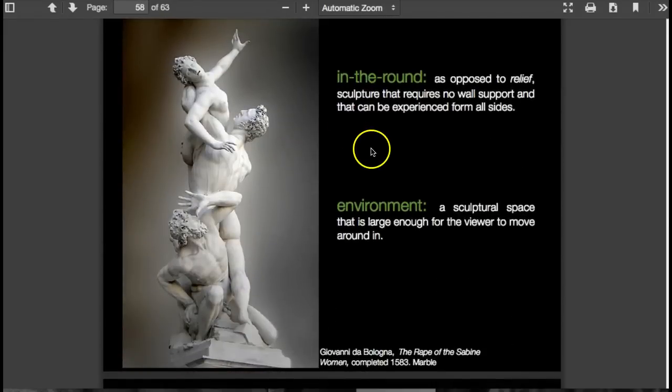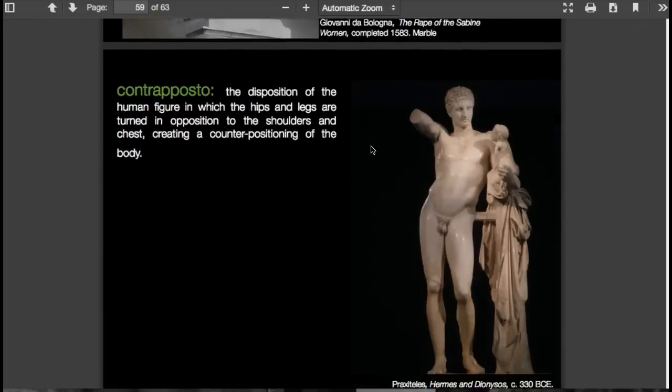Let's talk about in the round. So as opposed to a relief where you have to view it basically from one side, from the front, in the round sculpture, you can walk 360 degrees around it and experience it from all sides. So the artist has to really consider every single angle instead of just that one front view with a relief sculpture. We also want to think of this as an environment, so the space the sculpture occupies has to be large enough for the viewer to move around in it. So we refer to this as the environment of the sculpture.